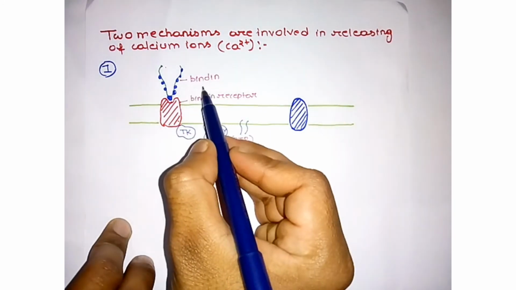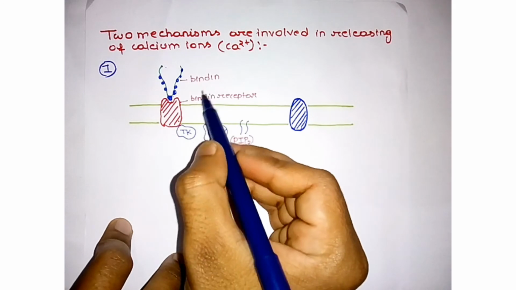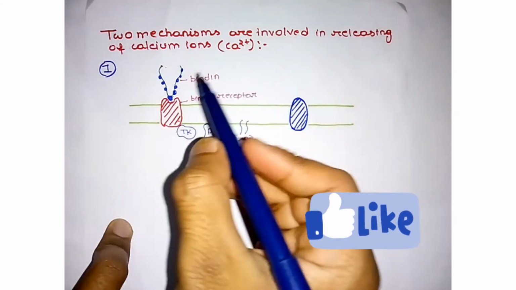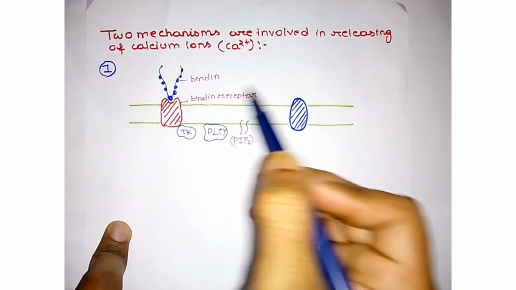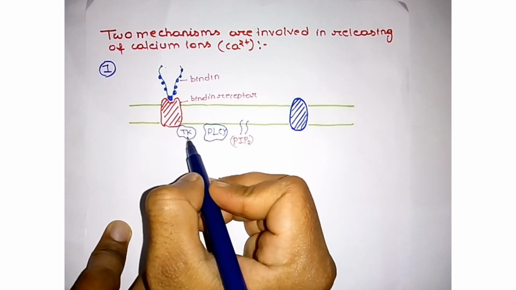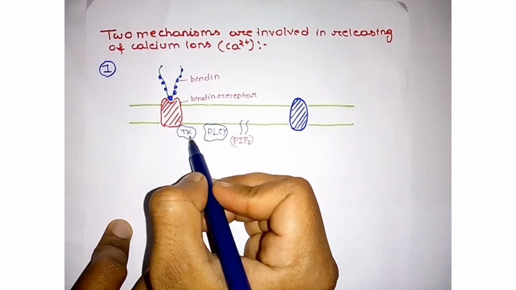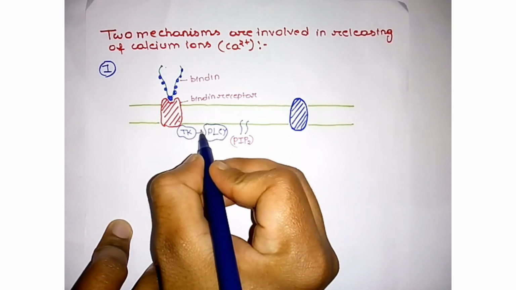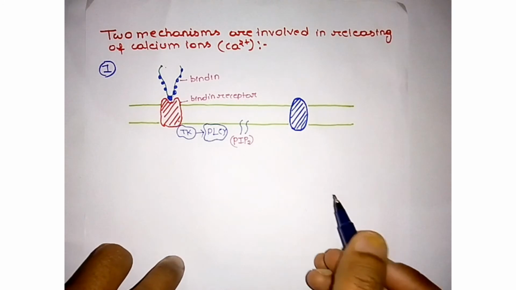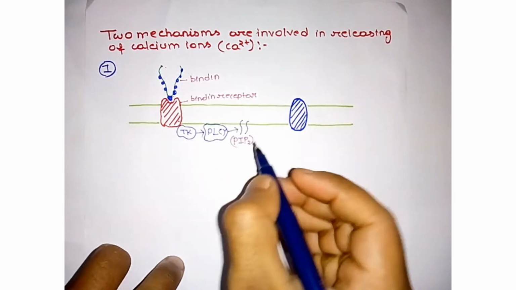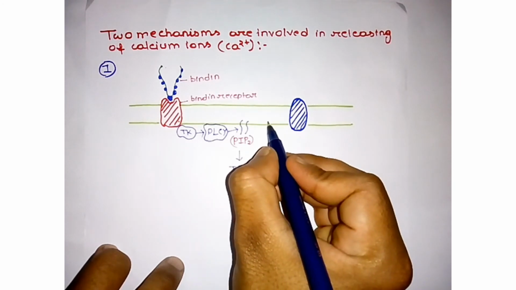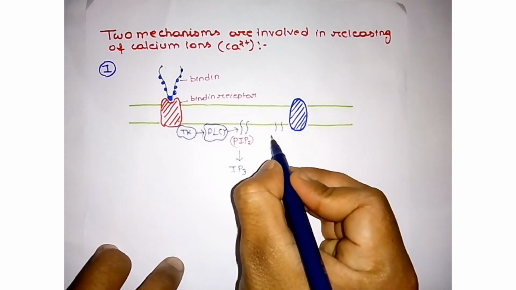So when the bindin binds with the specific receptor present on the egg cell membrane, it leads to activation of this G protein receptor. And this G protein receptor activates TK, that is tyrosine kinase. This is the SRC family protein. This TK activates PLC gamma, phospholipase C gamma. This phospholipase C gamma cleaves PIP2 into IP3 and another is DAG.